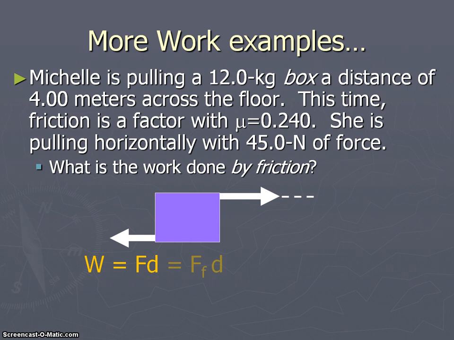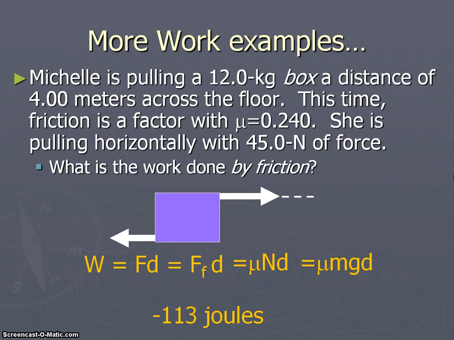Remember, the force of friction is equal to mu times the normal force, and for the work, multiply that by the distance. So this is just a series of substitutions. The work is force times distance. The force of friction is the force being applied this time in the opposite direction. And the force of friction is just mu times the normal force. And the normal force in this case is very simply mg, the force of gravity, because none of the forces are pushing up or down. Just the force of gravity pulling straight down, so the normal force has to be equal to the force of gravity. If you plug in all the numbers, you get negative 113 joules.